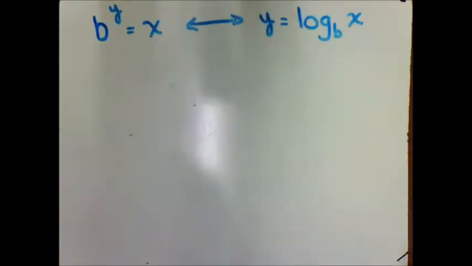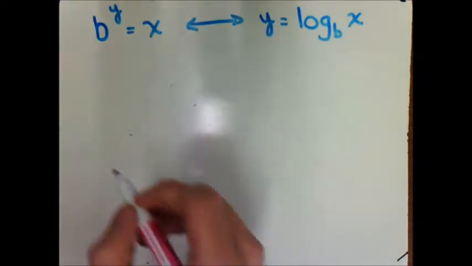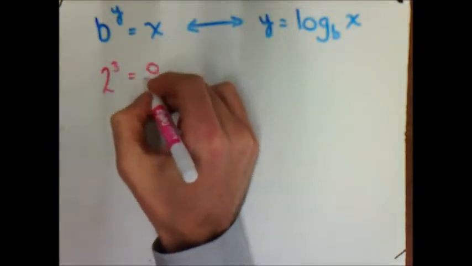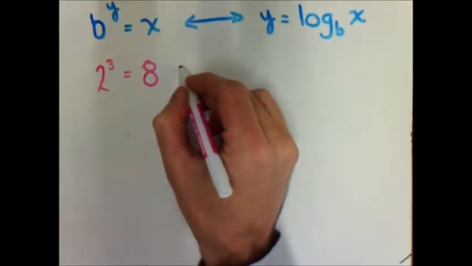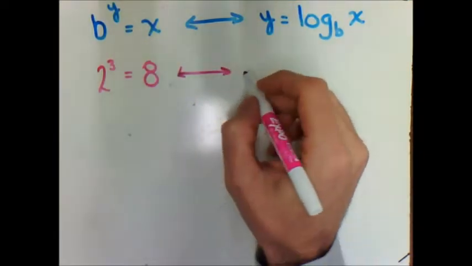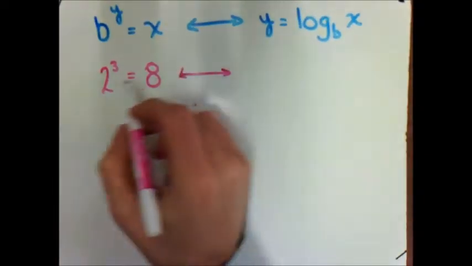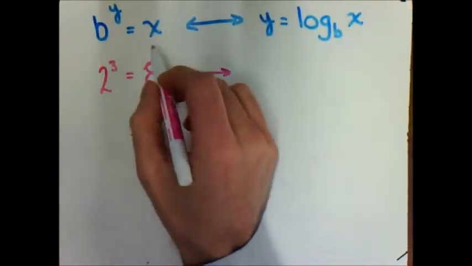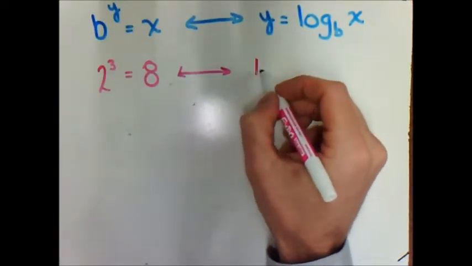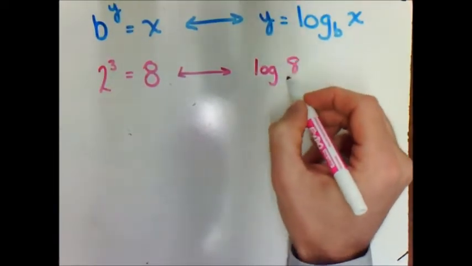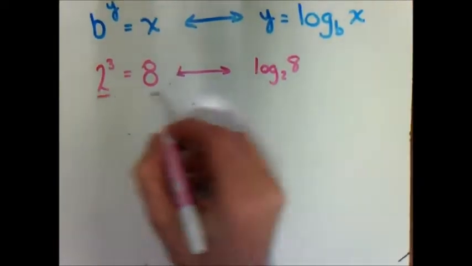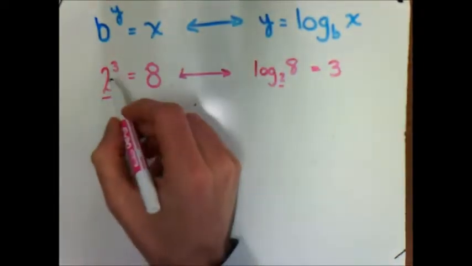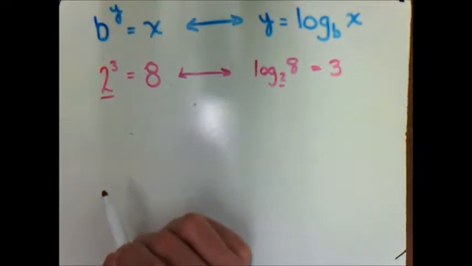Let's see a couple examples of this. Let's say we have the equation 2 to the power of 3 equals 8. We know that to be true. We can rewrite this in terms of logs. This is where 3 becomes y, the base is 2, and x is 8. So in this case, we have the log of 8 to the base 2 is equal to 3, which in the original equation was the exponent.